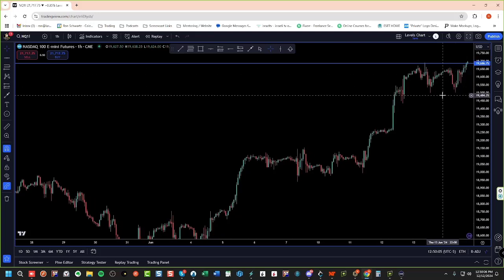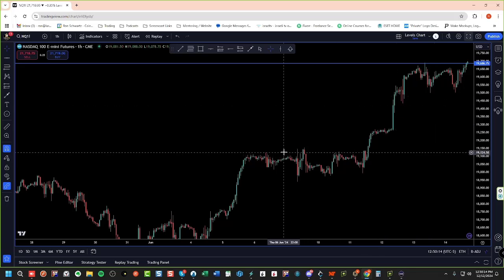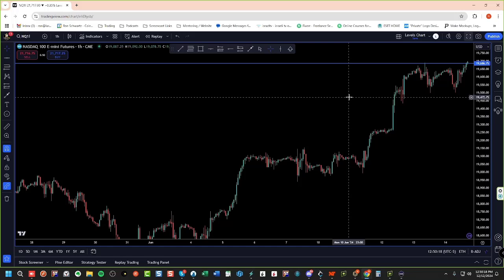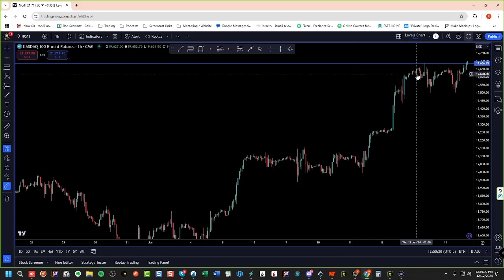Why wouldn't we just start in early June? Because it looks like it's making lower highs for a while there. I'm just picking any arbitrary date. It doesn't really matter. I'm just looking for a line that we're going to draw on a level.